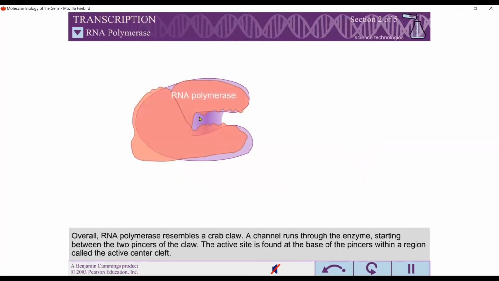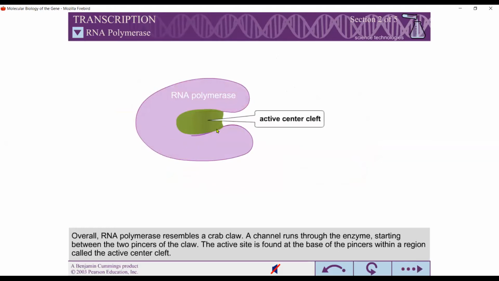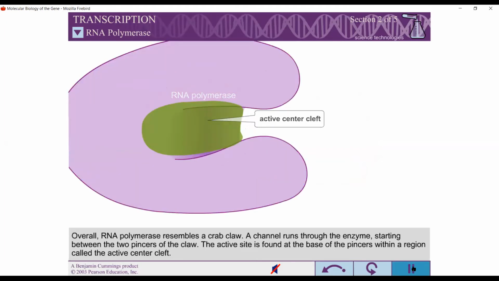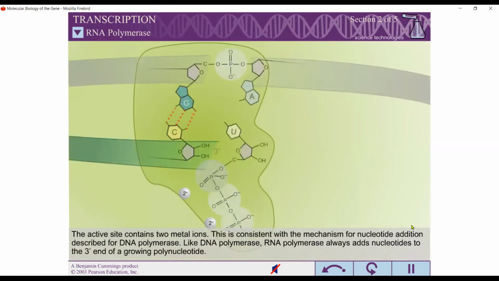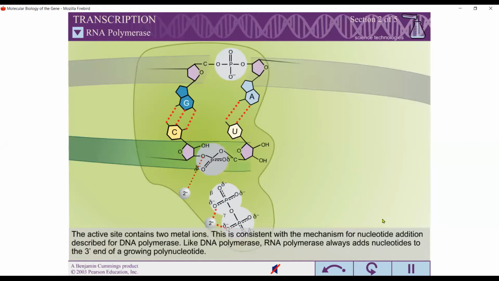We had discussed this, and you can see I had talked about an exit channel. And you can see the active site is found at this region, at the base of the two pincers. So this is the active center cleft. And if you remember the mechanism by which dNTPs were added, it's very similar, the same mechanism by which rNTPs are being added. This is something we had already done while studying DNA polymerization. So it's the same mechanism of RNA polymerization.